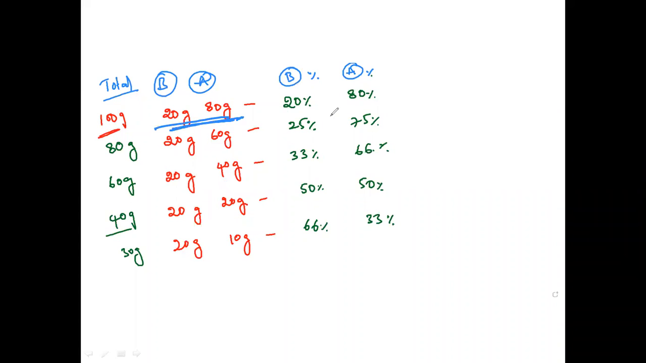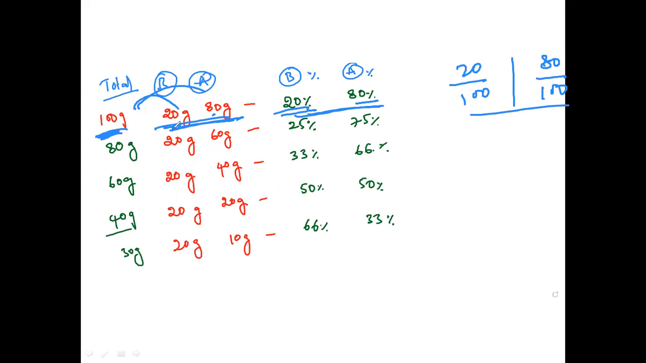So at this particular reason, what is the percentage here? 20%, 80%. So why? Because here 100 grams is there. So 20, 80. So how to calculate here? 20 by 100 and 80 by 100. 20 by total, 80 by total. You will get the percentage which is 20 by 100 and 80 by 100. You will get the 20 percentage and 80 percentage here.